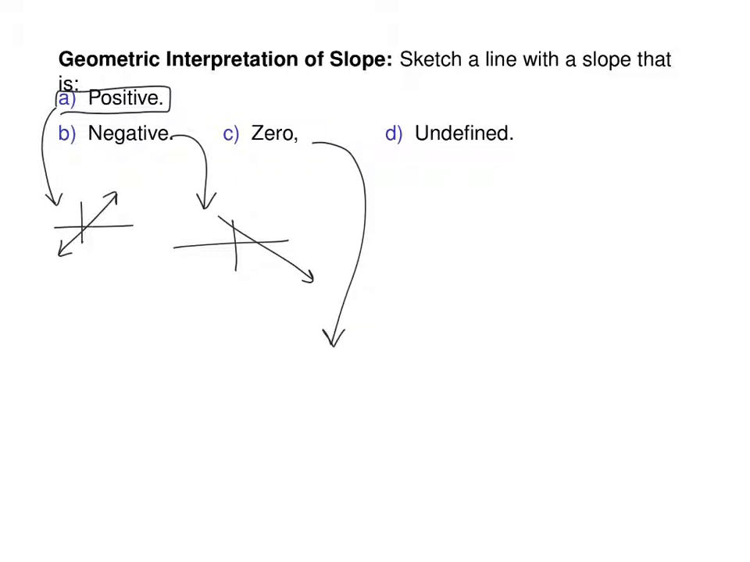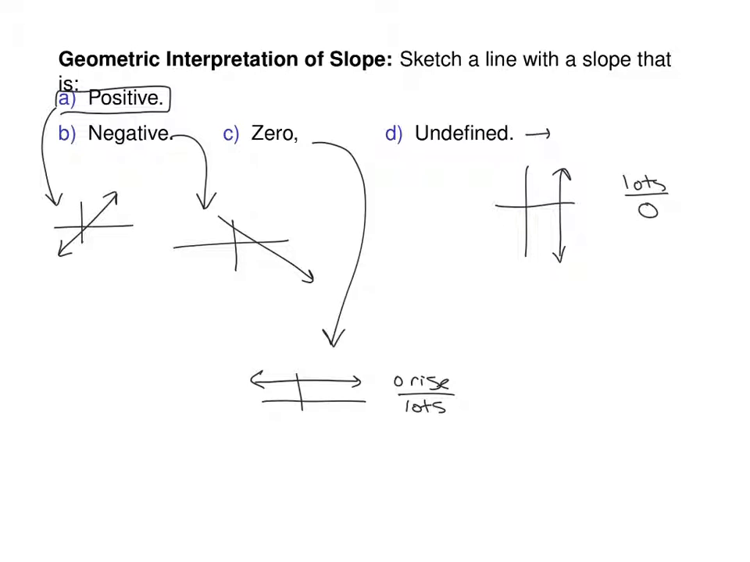Zero slope, what does that look like? Just a flat line. The point is there's zero rise over lots of run. How about undefined slope? Straight up. That's a vertical line. And the reason it's called undefined is that it's lots of rise over how much run would you have? Zero. Some books also call this infinite slope. You can think of it as the steepest you can get, like a rock cliff face. You've got to climb up it.